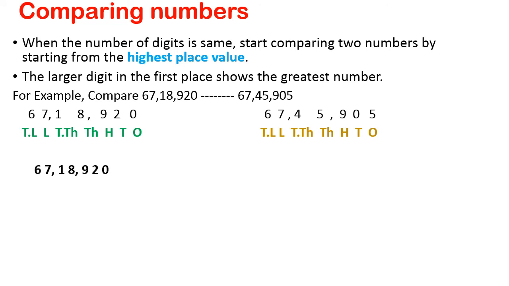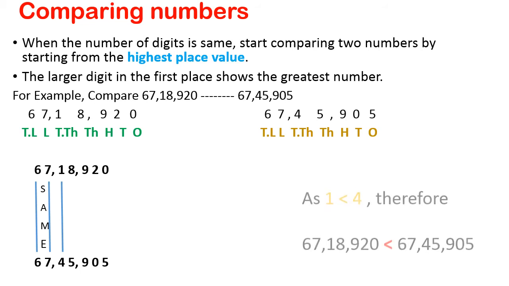Now we are going to find out the highest place value. What is the highest place value here? Ten lakhs. So now we are going to start from the place value of ten lakhs. What is the number in the place value of ten lakhs? 6. Okay, in both numbers it is 6. So these numbers are the same. Now look at the next place value, lakhs. So 7, 7. This one is also the same. Then look at the next one, 1, 4.